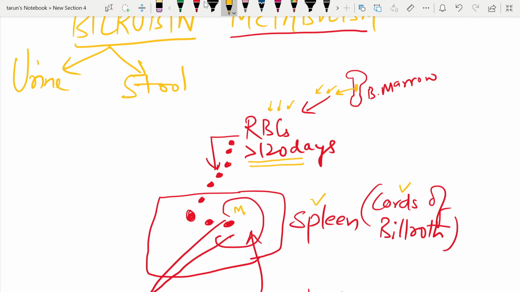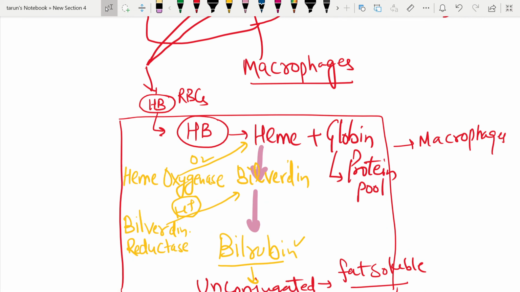The macrophages are waiting for the old RBCs, and they are engulfing and destroying these RBCs. We are seeing it here. The RBCs have hemoglobin inside. Once they are inside the macrophage, they convert into heme and globin. Globin is the protein component that takes part in the protein pool, while the heme gets converted into bilirubin with the help of two enzymes, heme oxygenase and biliverdin reductase.